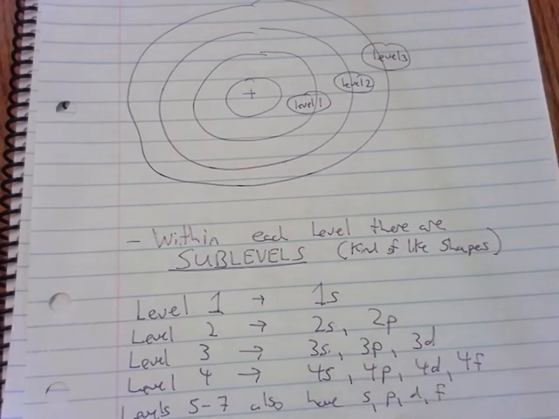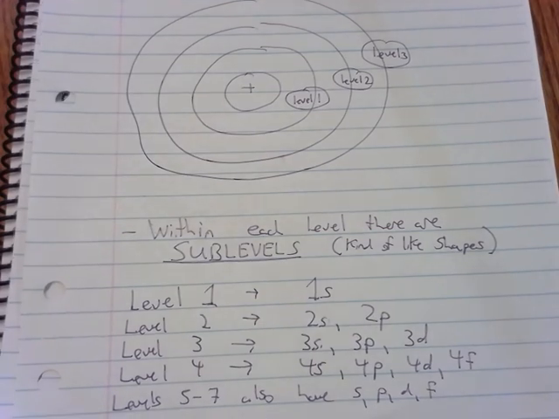And then once you get past level 4, levels 5 through 7 have the exact same thing as level 4 does. They have an s, a p, a d, and an f sublevel.